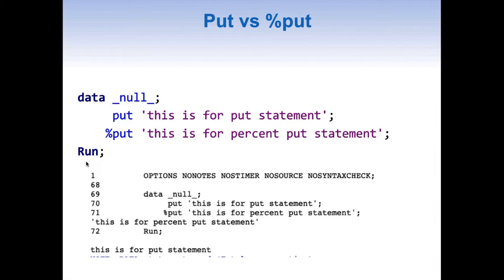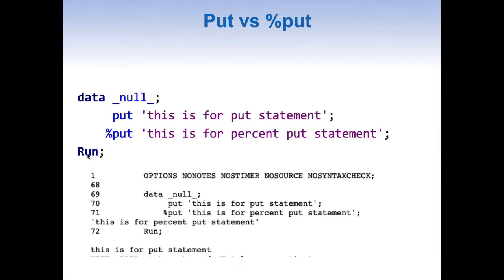So let us try to understand how this whole thing works. When we try to compile this code, what happens is, even before this data step is compiled, this %put statement runs first, and it gives us this value.